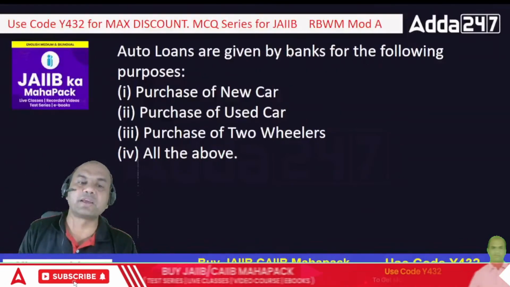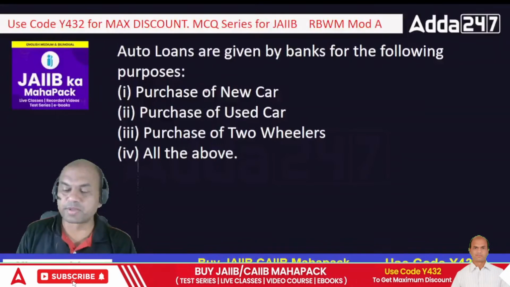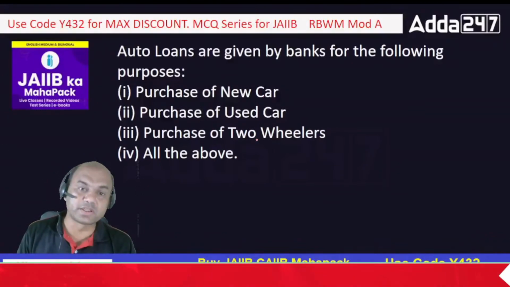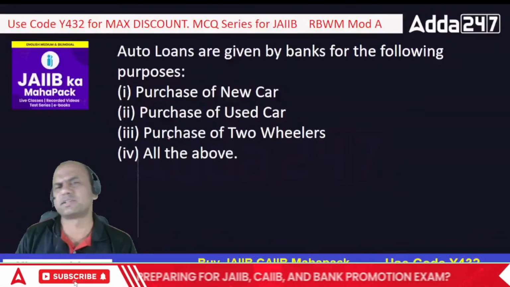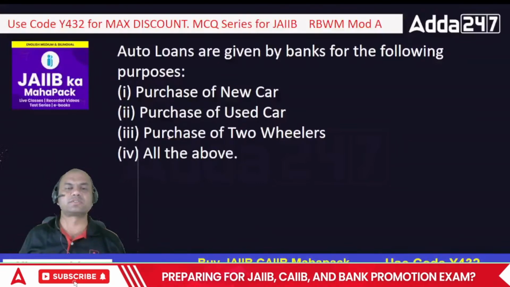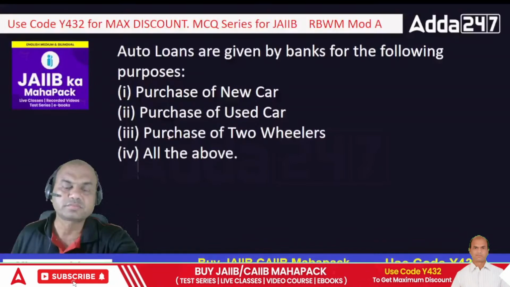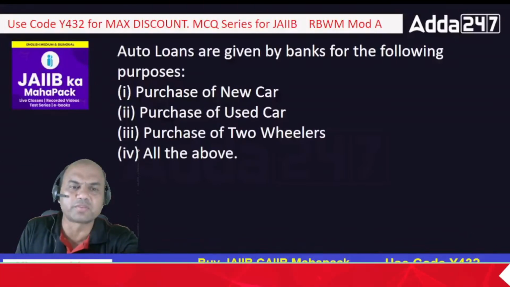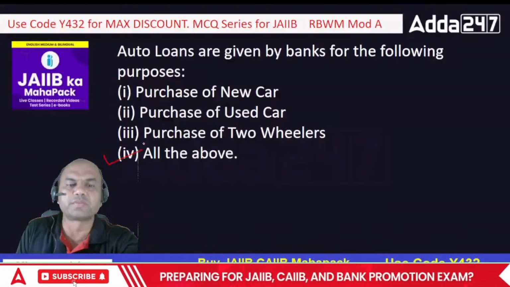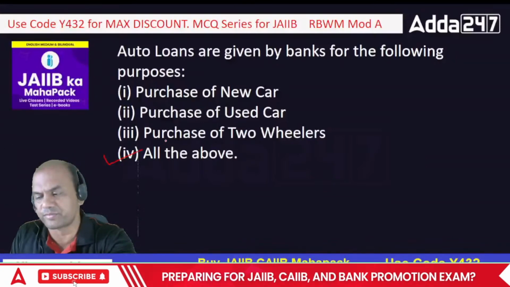Auto loans are given by the banks for the following purpose. Purchase of a new car, used car, two-wheeler and all of the above. Now this is simple. Everyone should answer this. It's so simple. Yeah. It is simple, isn't it? All of the above. All of the above, right? All of the above. Simple.